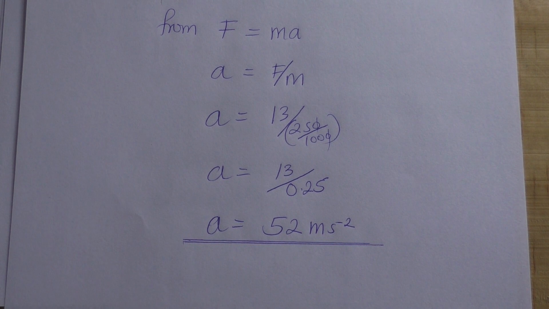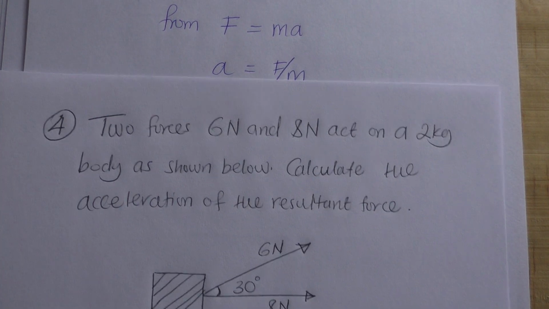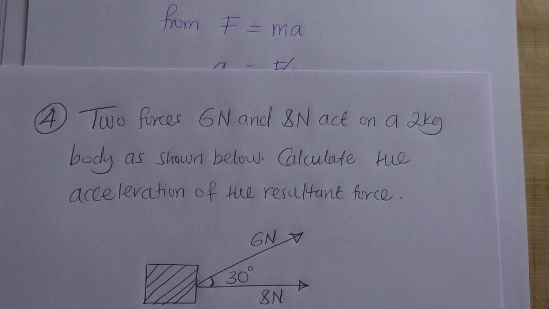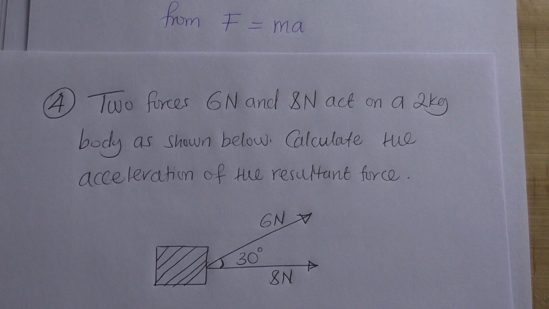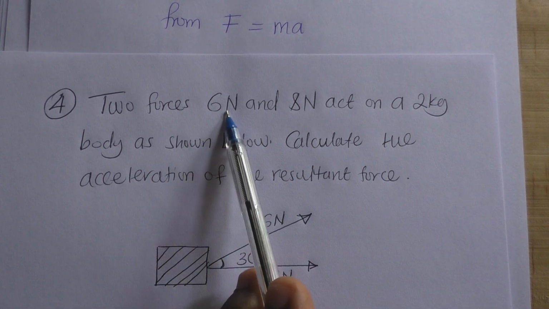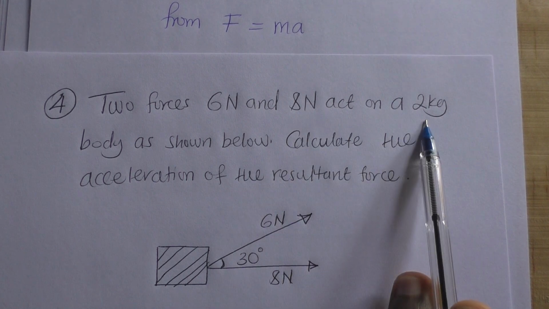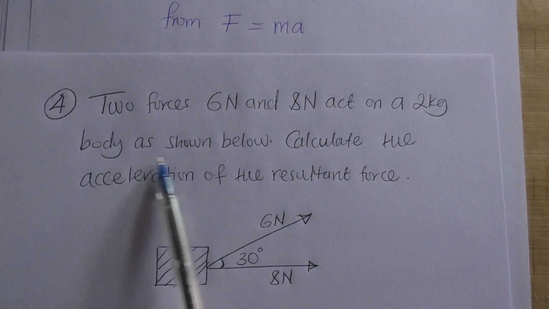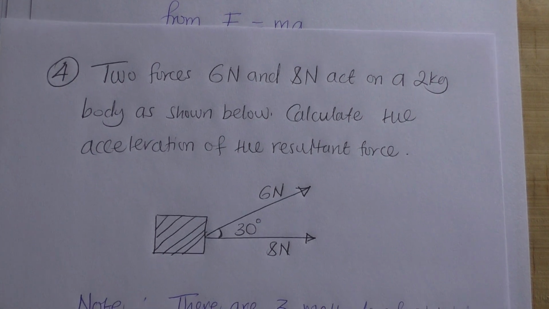Lastly, let us have example 4, which will be our last example concerning resultant force. In example 4, we are given two forces of 6 newtons and 80 newtons acting on a 2 kilogram body as shown below. We are supposed to calculate the acceleration of the resultant force.